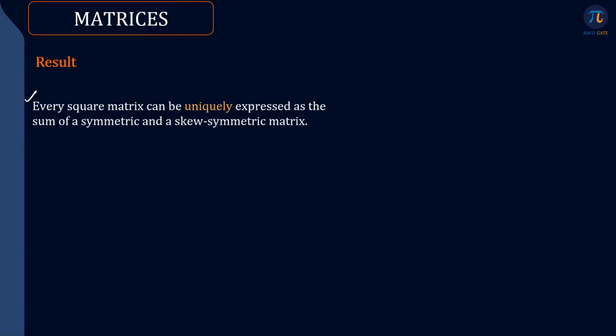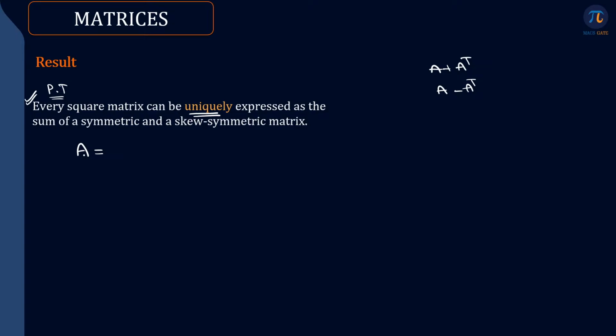This is one more important question which they can ask you in the examination. Prove that every square matrix can be uniquely expressed as the sum of a symmetric and a skew symmetric matrix. So what do we do here? Here we take the matrix. See, the idea here is, we know that A plus A transpose is symmetric and A minus A transpose is skew symmetric. We use this idea.